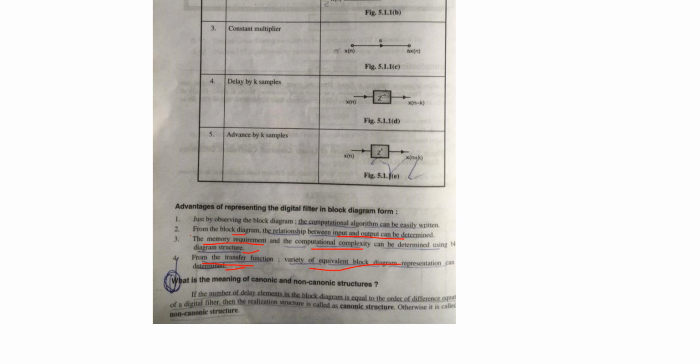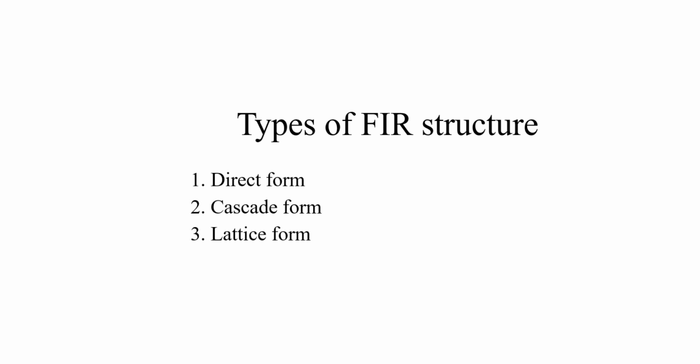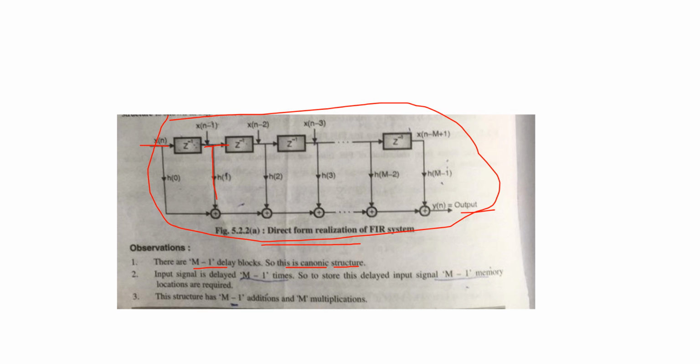The other terms used in the structure of FIR filter or IIR filter are canonic and non-canonic structures. Canonic structures are those structures in which the number of delay elements is equal to the order of the differential equation. Next are the types of FIR structure: direct form structure, cascade form structure, and lattice form structure. First we will do the direct form structure.